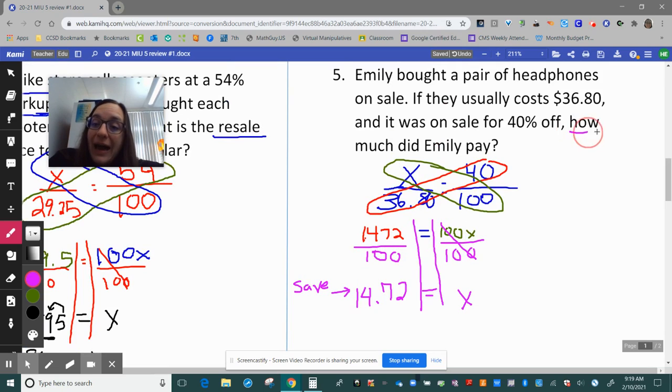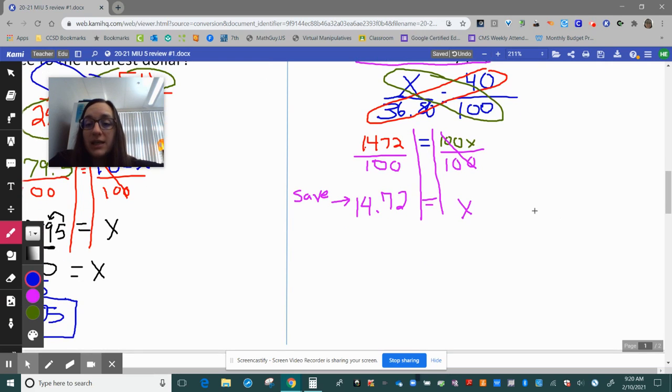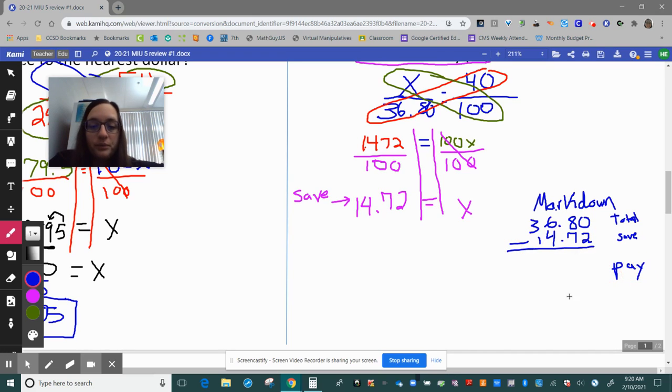But if we read carefully, it's how much did Emily pay? Okay, if it's on sale, you save $14.72 from $36.80. This is a markdown. So because it's a markdown, we're going to subtract. So we're going to have our total, the $36.80, minus how much we saved, to find what we pay at the register here.